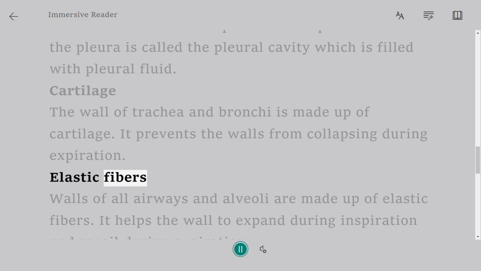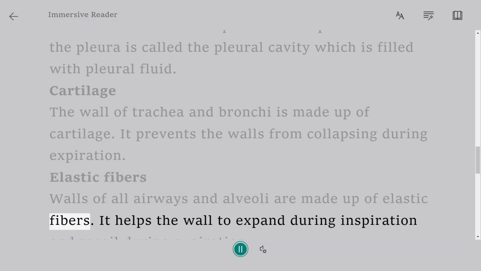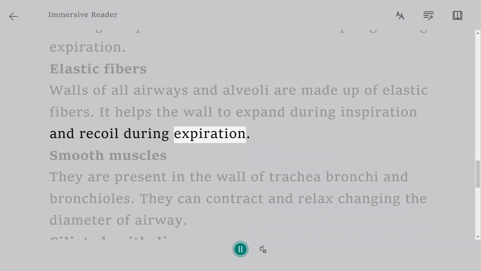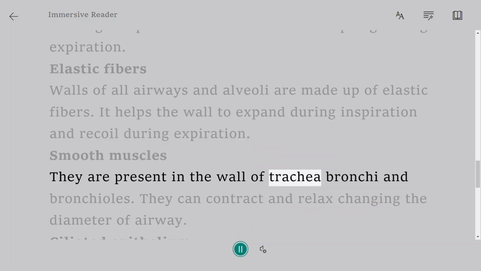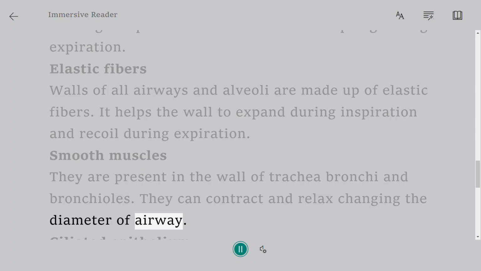Elastic fibers. Walls of all airways and alveoli are made up of elastic fibers. They help the wall to expand during inspiration and recoil during expiration. Smooth muscles. They are present in the wall of the trachea, bronchi, and bronchioles. They can contract and relax, changing the diameter of the airway.